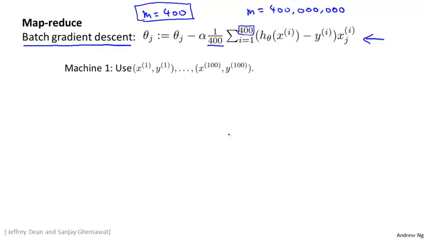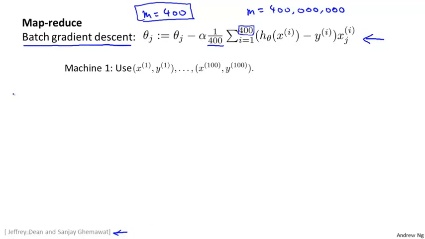So what the MapReduce idea does is the following. And I should say the MapReduce idea is due to two researchers, Jeff Dean and Sanjay Ghemawat. Jeff Dean, by the way, is one of the most legendary engineers in all of Silicon Valley, and he built a large fraction of the architecture or the infrastructure that all of Google runs on today.